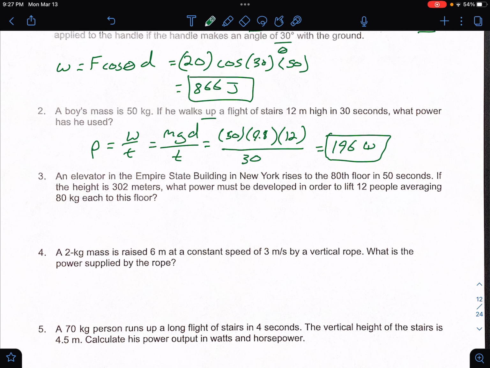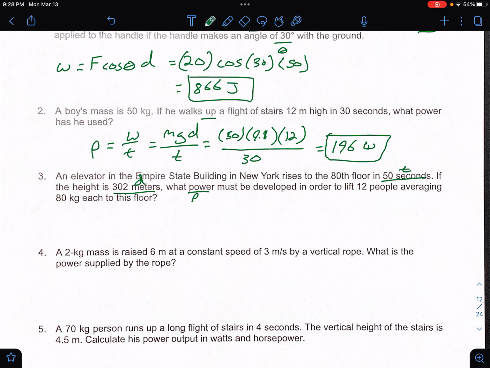Number 3, an elevator. So elevator, that means we are going up and down. So gravity does matter here. Okay, the Empire State Building in New York rises to the 80th floor in 50 seconds. So I gave you time. If the height is 302 meters, so I gave you distance. What power, so that means you're looking for P, must be developed in order to lift 12 people averaging 80 kilograms each to this floor?